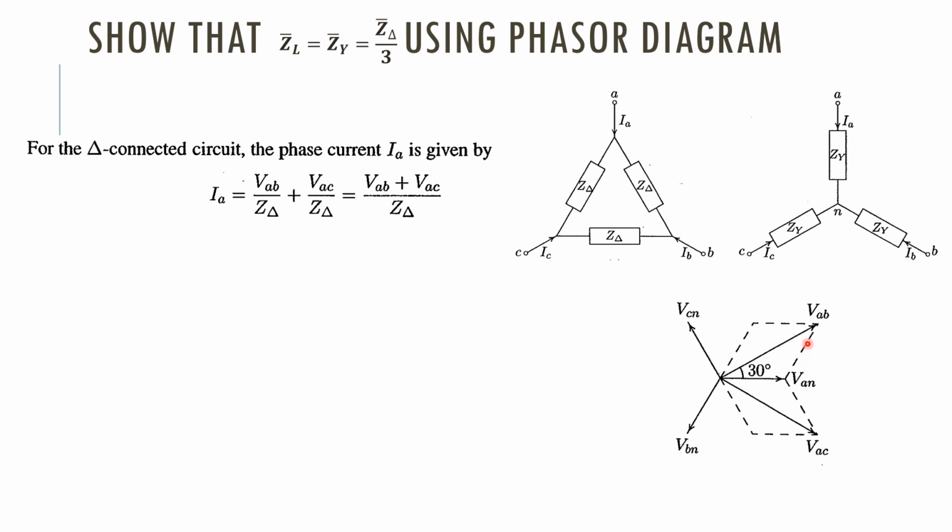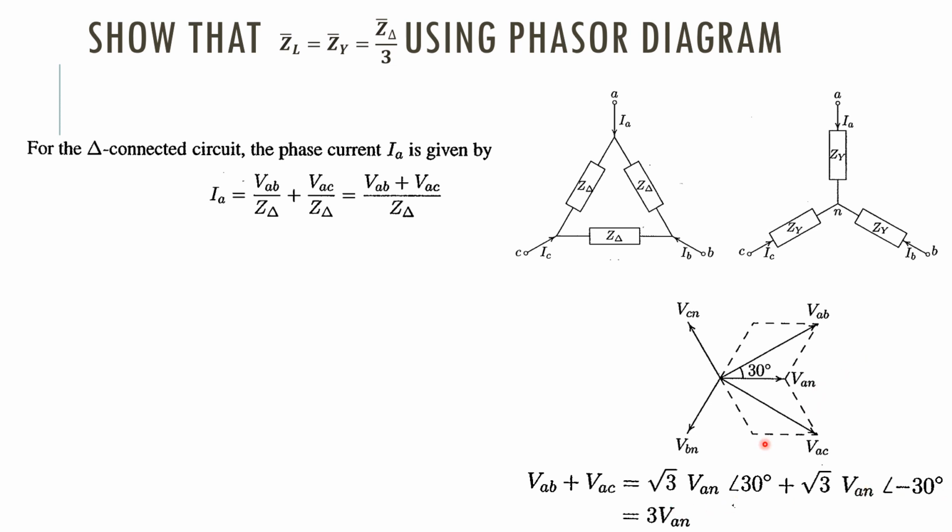then VAB is equal to root 3 times VAN into e to the power j30. Similarly, VAC, this is also 30 degrees, VAC also can be stated as root 3 times VAN into e to the power minus j30. So that is what is written here, right? Then VAB plus VAC is equal to 3 into VAN. You can take VAN outside, then root 3 times e to the power j30 plus root 3 times e to the power minus j30 will be equal to 3.